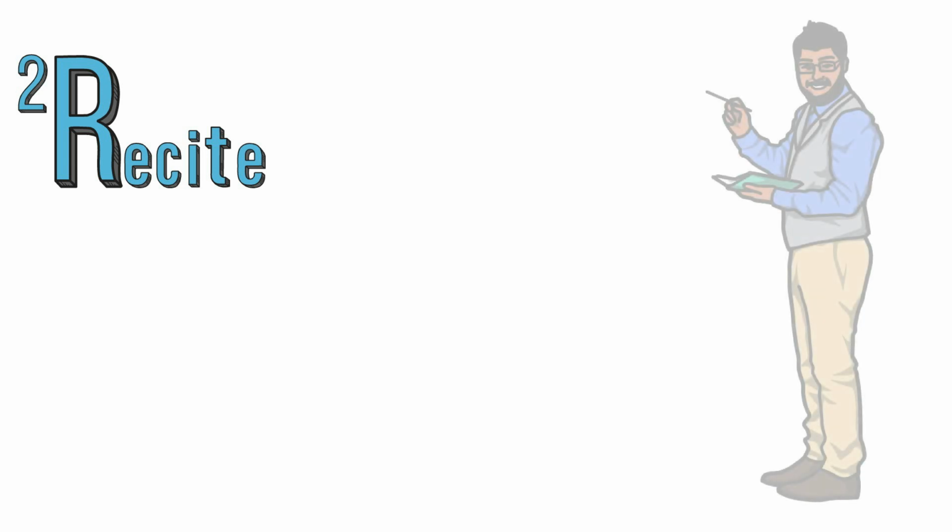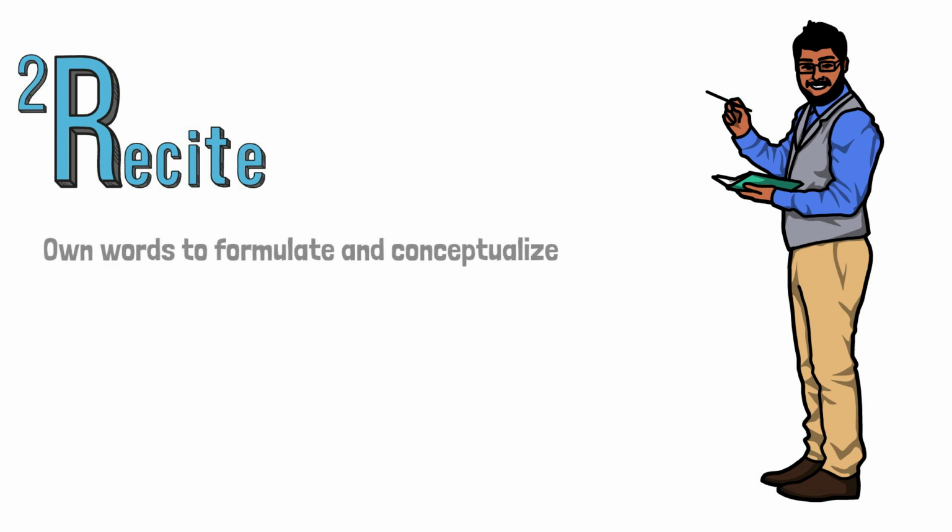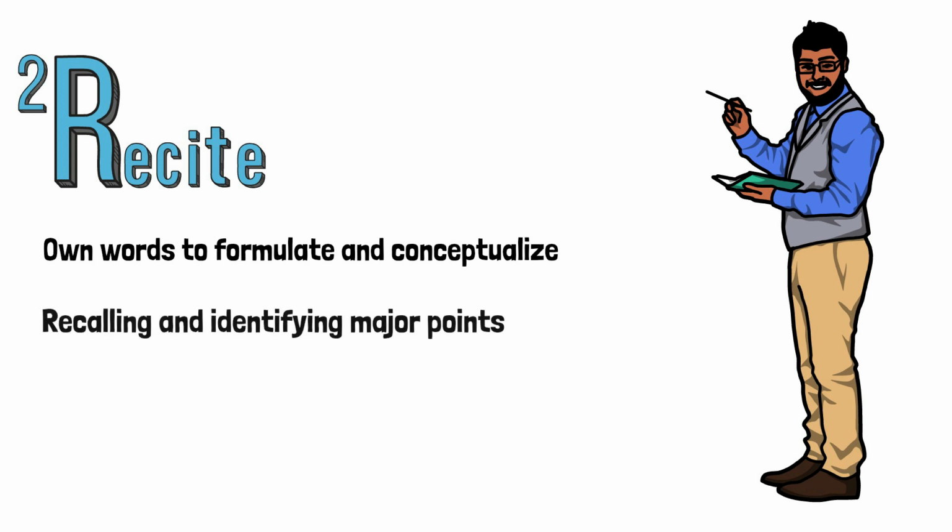The second R refers to the part known as recite. The reader should try to recite from memory what was learned in the same manner as telling someone else about the information. The reader must use their own words to formulate and conceptualize the material. Try recalling and identifying major points, heading and subheadings, and answers to questions from the Q step.